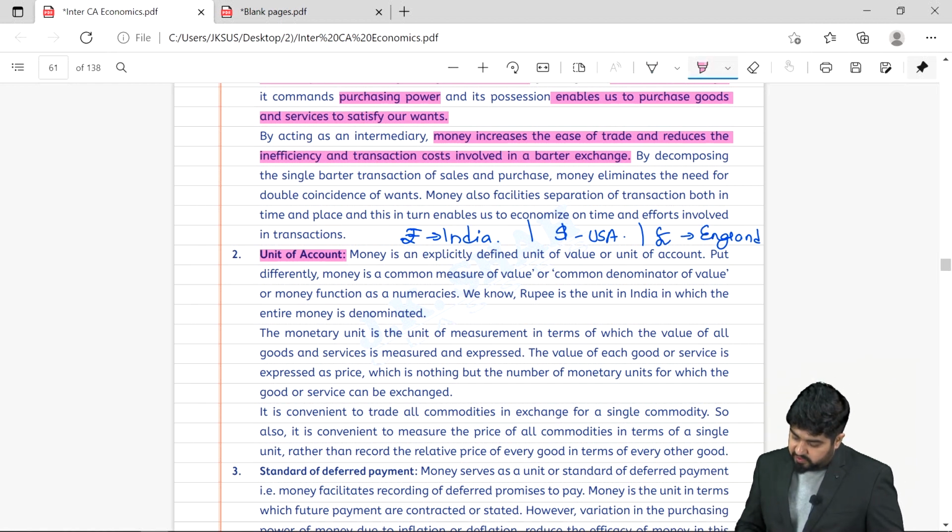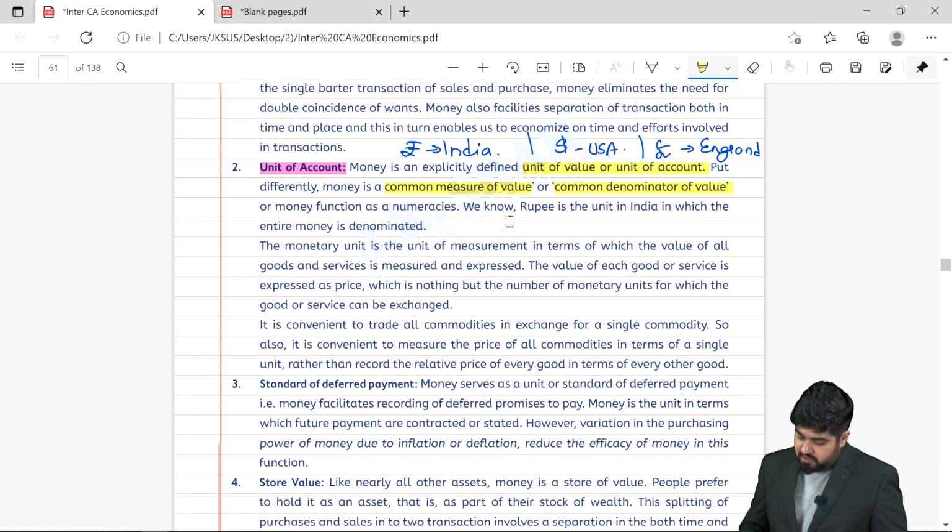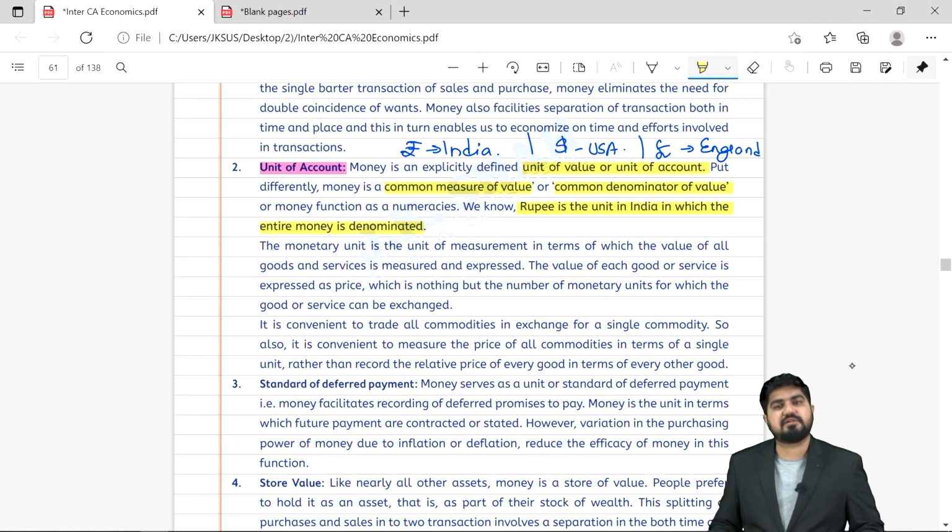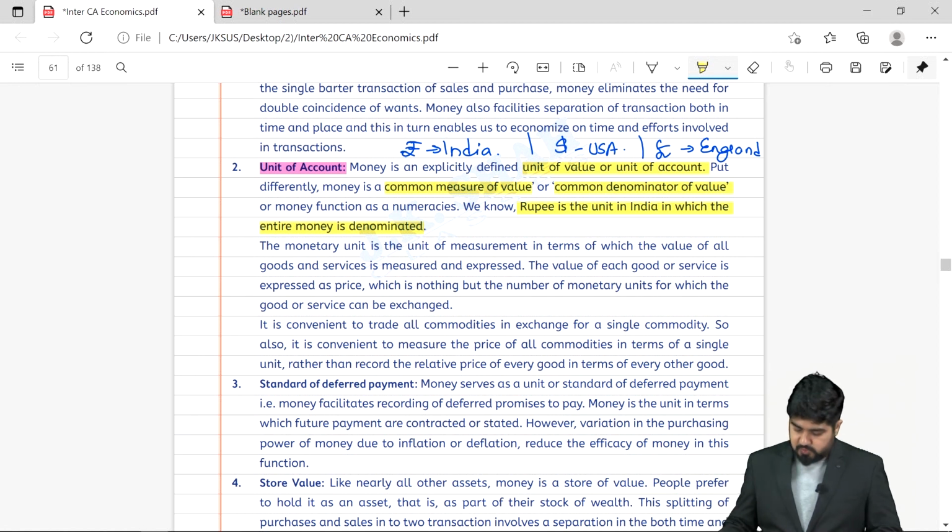So have a look at it. When I talk about unit of account, money is an explicitly defined unit of account or unit of value. Put differently, money is also a common measure of value or a common denominator of value. We know the rupee is the unit of account in which the entire money is denominated. More than sufficient. Easy. Let's go ahead.